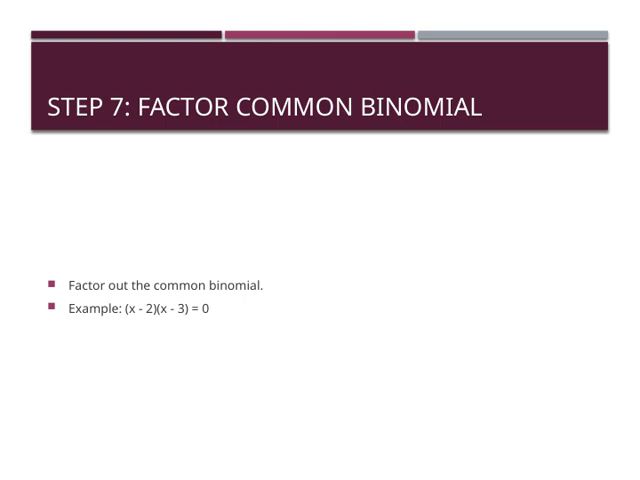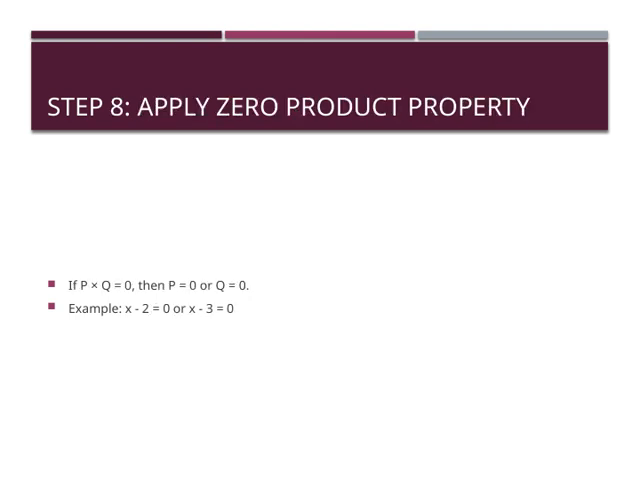Now, let's move on to step 8, where we apply the zero product property. This is a really important concept when solving equations that involve multiplication. The key idea here is that if the product of two factors, p and q, equals 0, then at least one of those factors must be 0. In other words, if p times q equals 0, then p has to be 0, or q has to be 0.